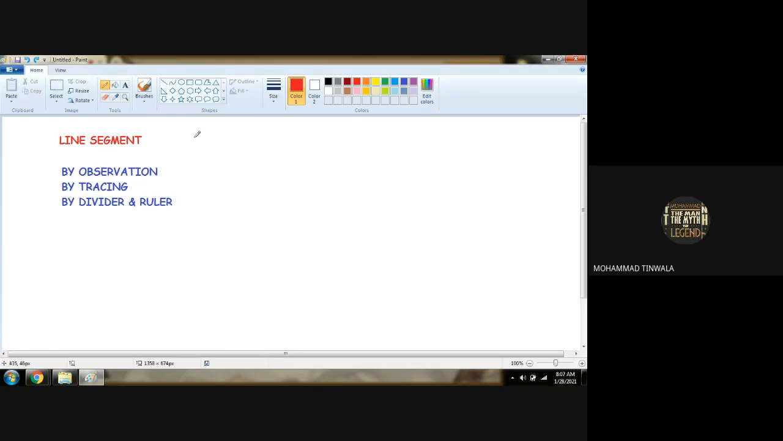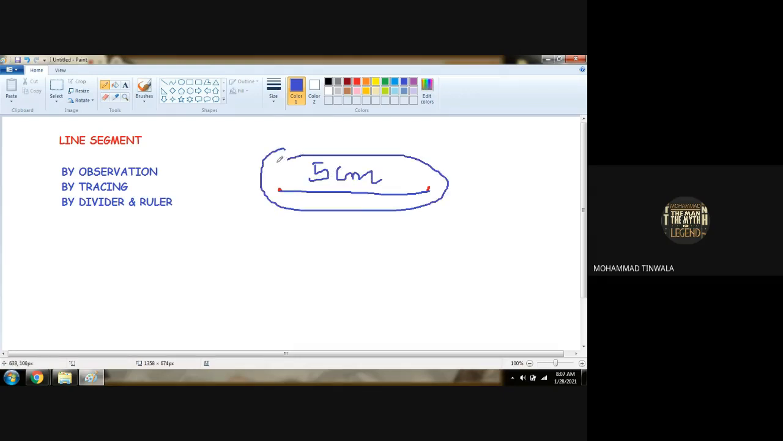Am I right? Now what do you mean by line segment? Line segment is the line between two dots. Am I correct? The line which is prepared between two dots, this is known as line segment. Line segment is always with an actual measurement. For example, if this is of 5 centimeter, the line segment is always with the actual measurement.